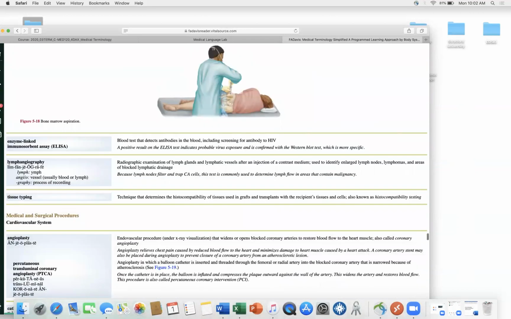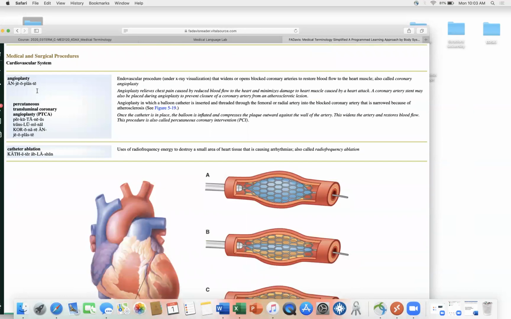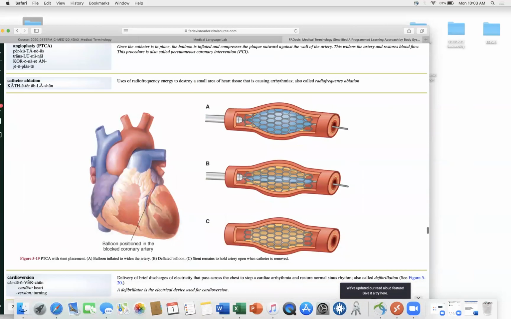Bone marrow, ELISA, nice to know. Oh, angioplasty. Plasty means the process of repair. Angio is your blood vessels. So this is tubal angioplasty, which Dr.